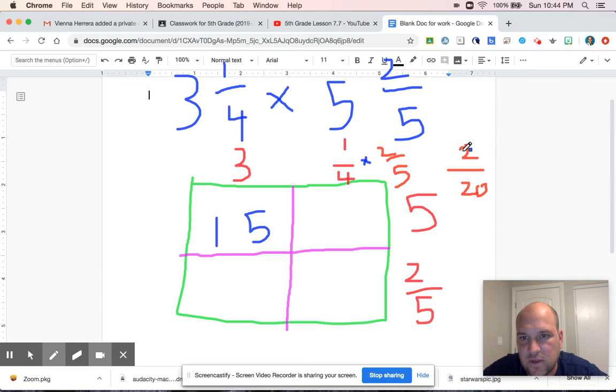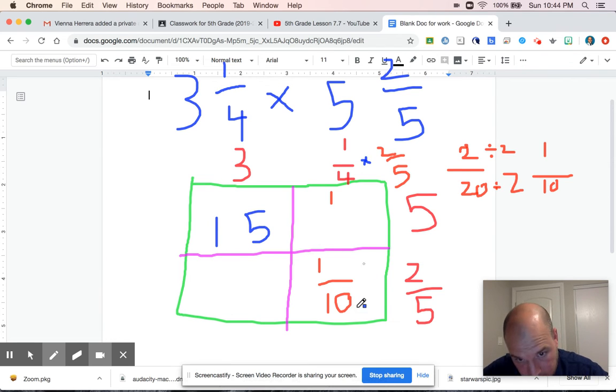Let's make it simpler. 2 and 20, they're both even. If I divide them both by 2, 2 divided by 2 is going to give me 1. 20 divided by 2 is going to give me 10. So I got 1/10. All right, that was easy enough. 1/4 times 2/5, this is where they meet, is 1/10. This is where we put that one, because 1/4 goes to here, 2/5. That's how I know where to put that.